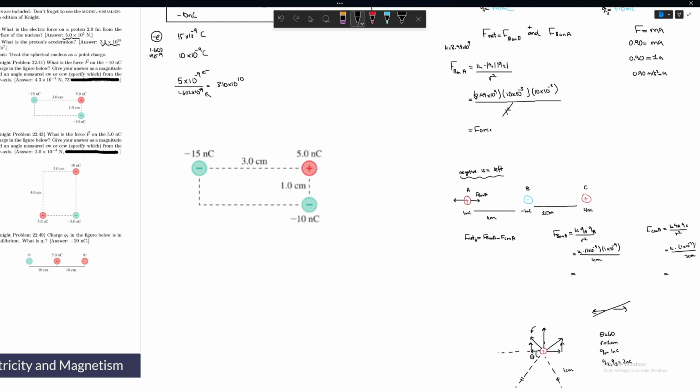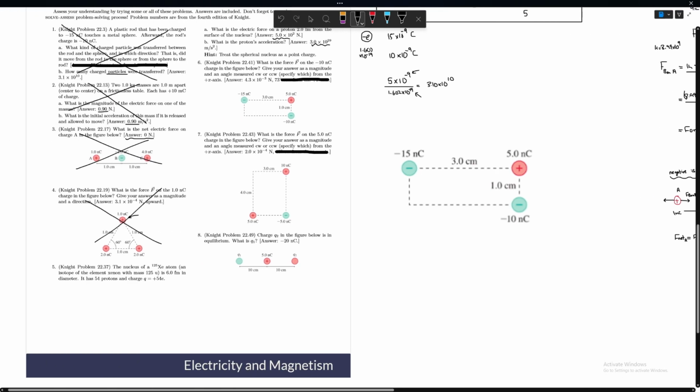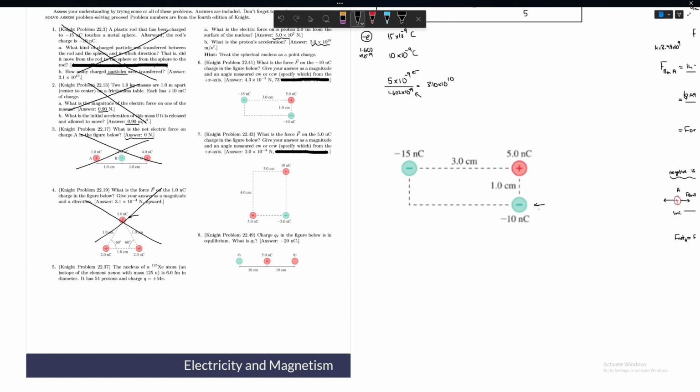Remember, split your problem into two. What are they looking for? What is the force on the negative 10 nanocoulomb charge in the figure below? We're looking for the force on this one. Give your answer as a magnitude and angle measured clockwise or counterclockwise, and specify which, from the x-axis.